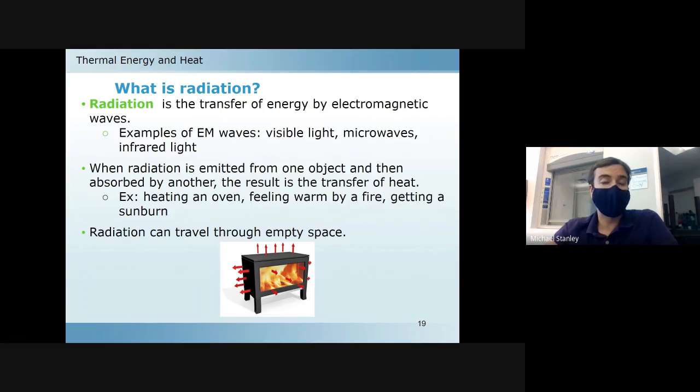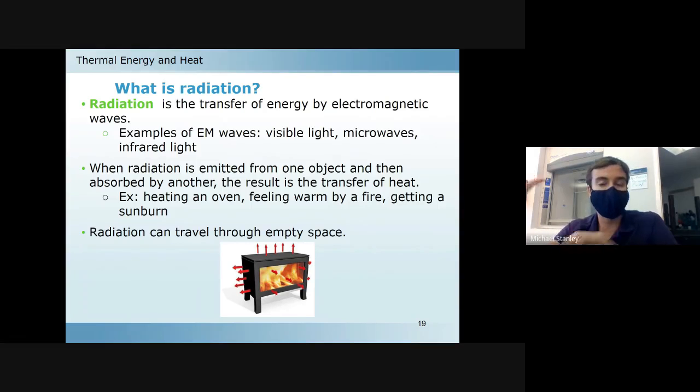But this is why if you go from a shaded area to a sunny area, especially in the summertime, you feel warmer. You can feel the heat from the sun on your skin. The sun is millions and millions of miles away, right? Even moving at the speed of light, it takes 8 minutes for the light from the sun to reach your eyeballs here on Earth. But we still get the warmth from the sun.